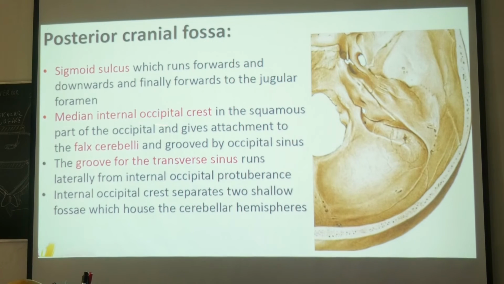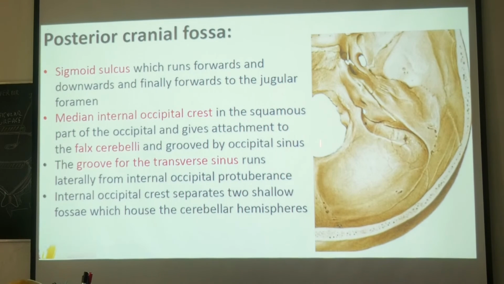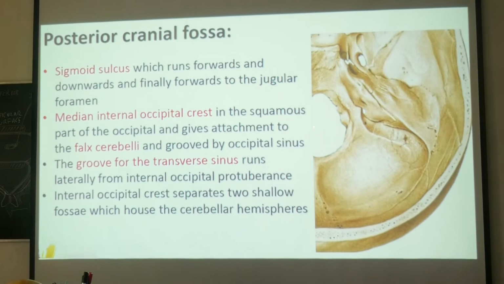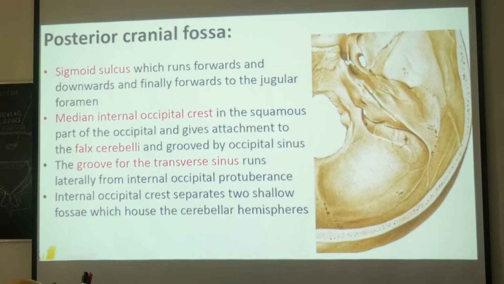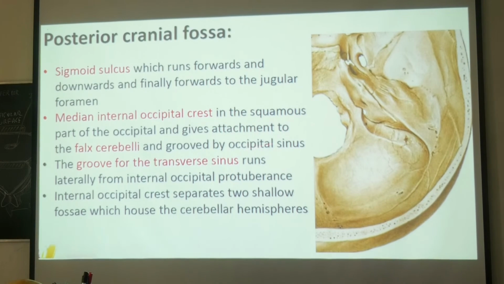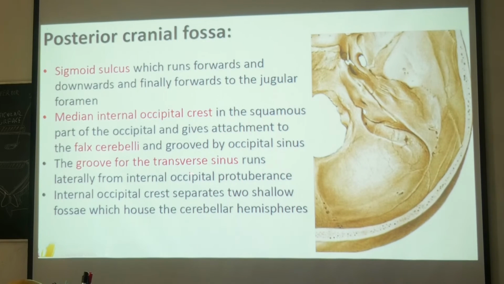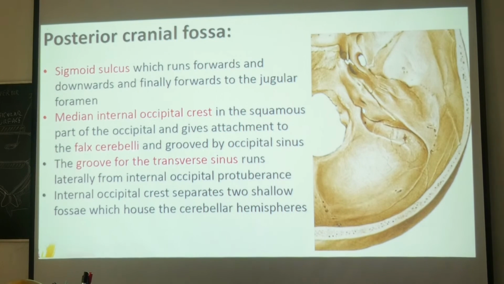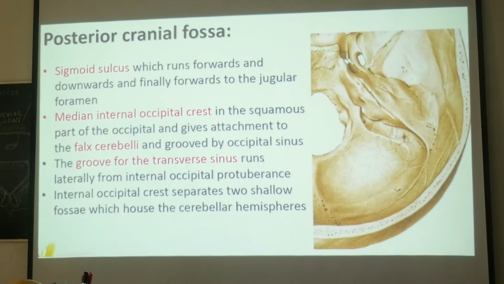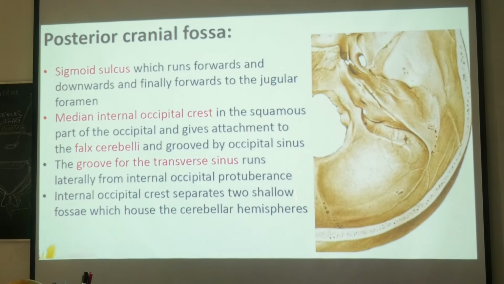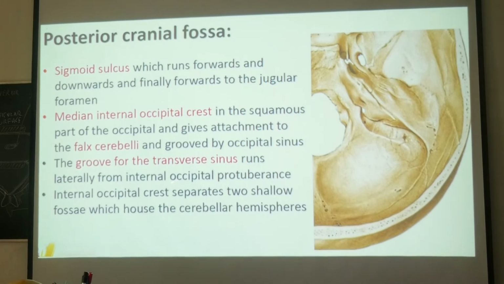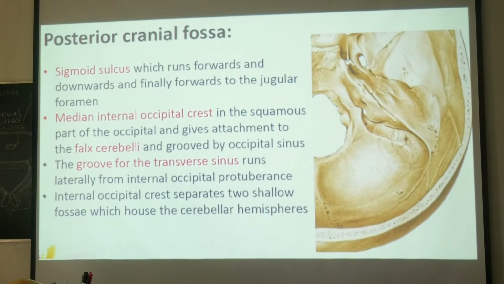Then median internal occipital crest, this midline crest here, is known as median occipital crest. In the squamous part of the occipital bone it gives attachment to the falx cerebelli. Falx cerebelli is a dural fold separating the two cerebellar hemispheres. In this part it is grooved by one sinus that is known as occipital sinus, and the groove for the transverse sinus runs laterally from the internal occipital protuberance.